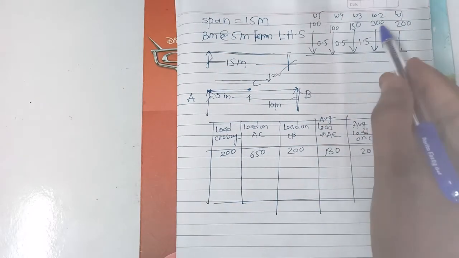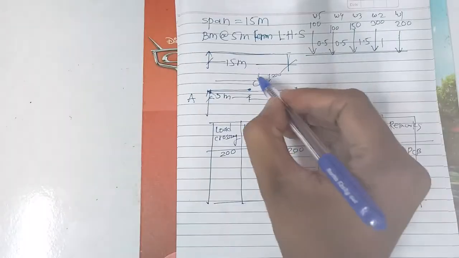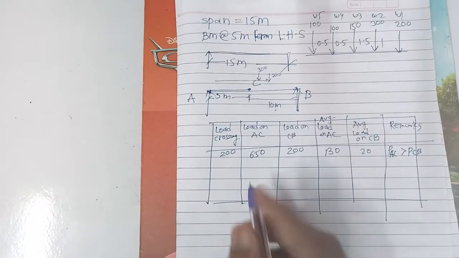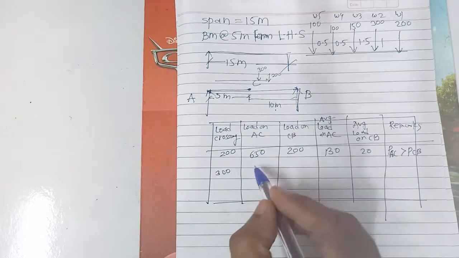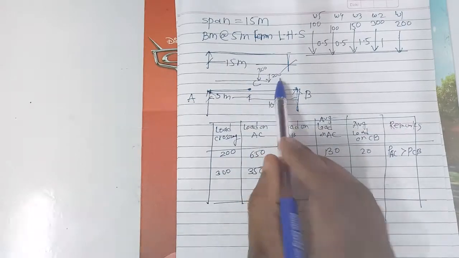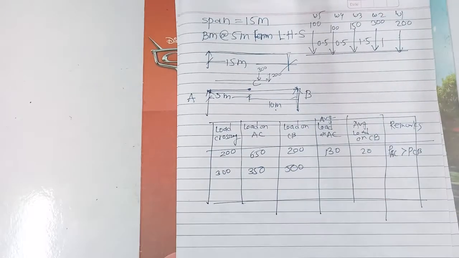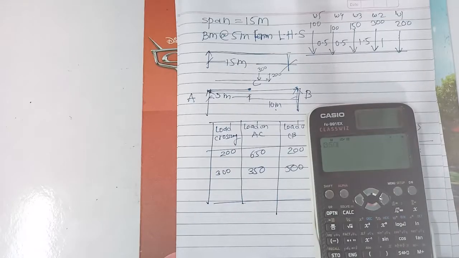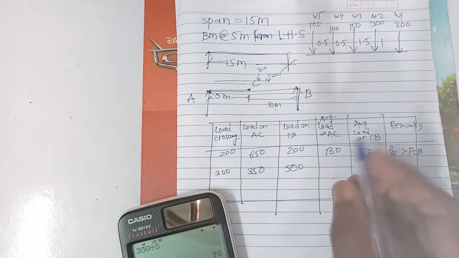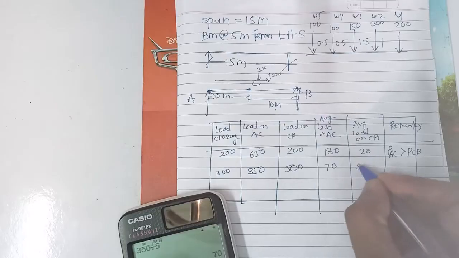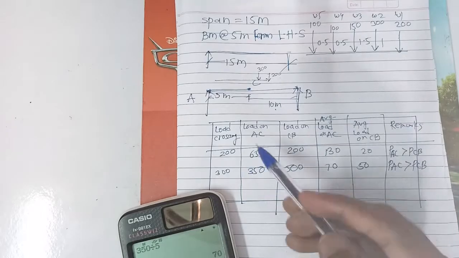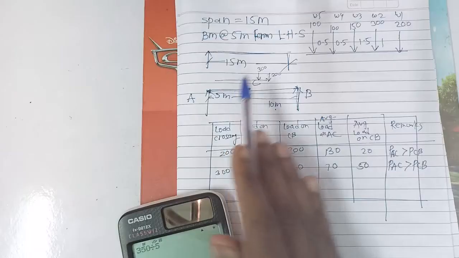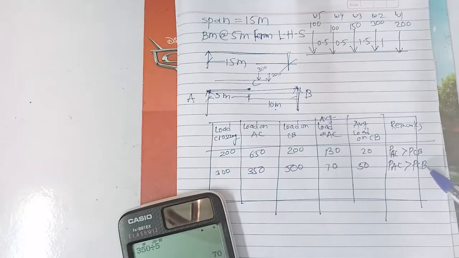Similarly, now the second load 300 is going to cross here. When the load of 300 is crossing, which load is remaining? 150 plus 100 plus 100 will be equal to 350 on AC, and on CB it will be 500. Now average load will be 350 divided by 5, that is equal to 70 here, and 500 divided by 10, that is equal to 50 here. So again P of AC is greater than P of CB. So we have to cross the load till this condition changes.